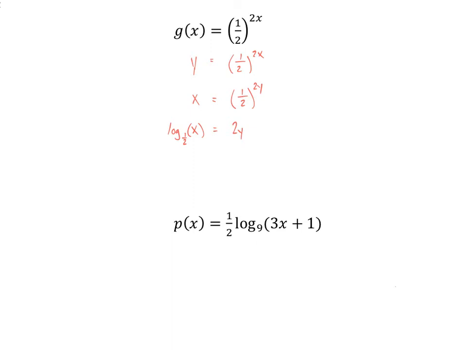And to get the y by itself, the last thing you need to do is divide both sides by 2. So in the end, you're not going to tell me about y, you're going to tell me about g inverse of x, which is log base 1/2 of x over 2. Pretty straightforward example.